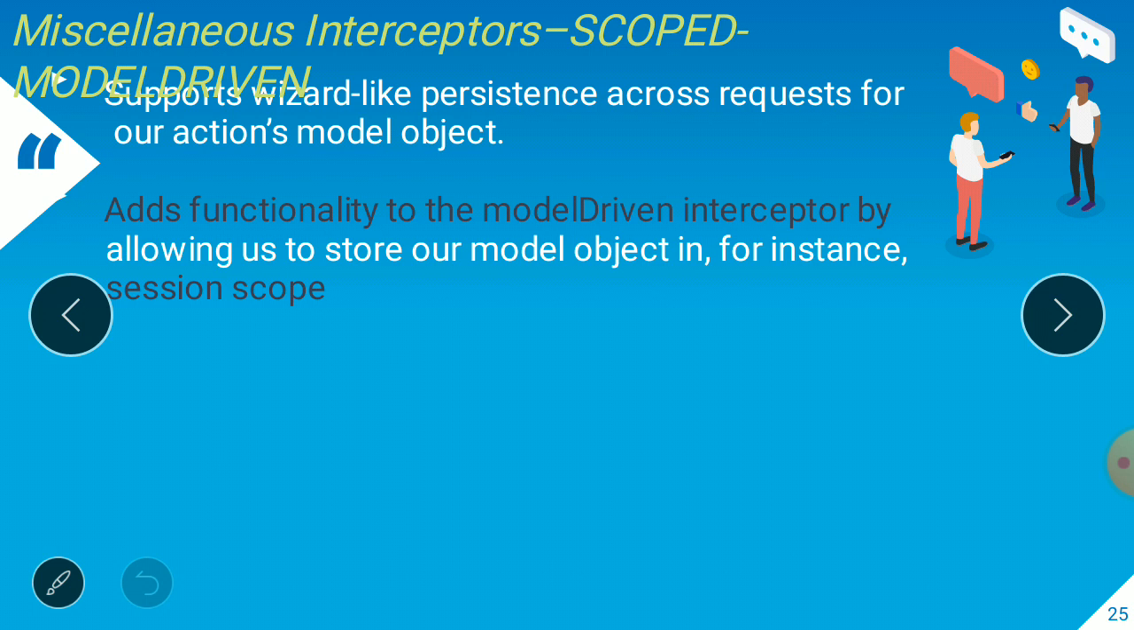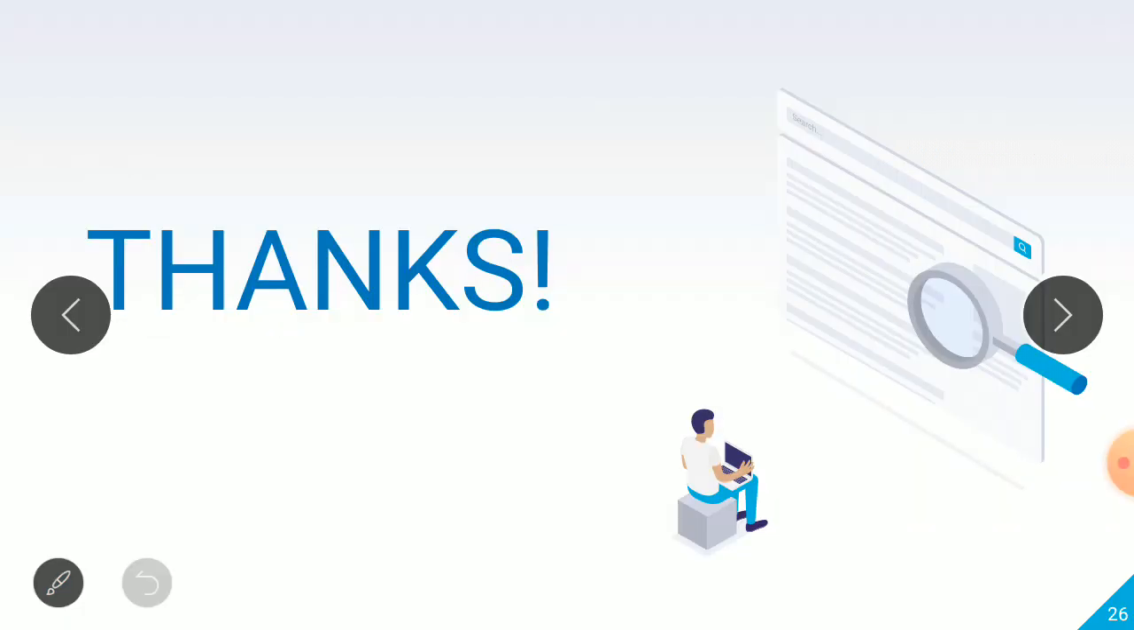So the next interceptor we are going to see is scoped model-driven interceptor. It's a wizard-like persistence across requests for the action's model object. It adds functionality to the model-driven interceptor by allowing us to store our model object, for instance, in session scope. So நம்மளோட model object சேர்த்து store பண்ணலாம். I don't want to explain it in detail here because it takes less weightage. So sessions maintain பண்ணும்போது usually we used to have a scoped model driven. Okay, so these are all the basic built-in interceptors we have in Struts 2.